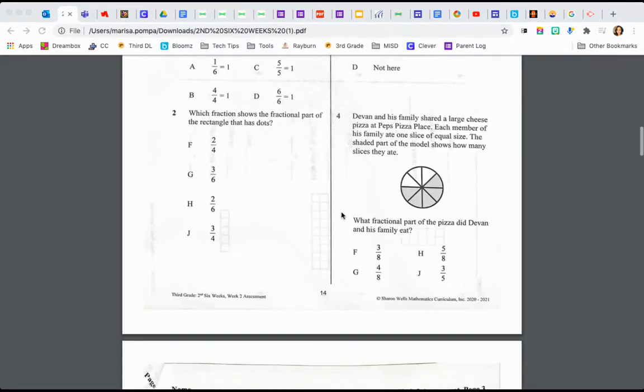Number 4. Devin and his family shared a large cheese pizza at Pep's Pizza Place. Each member of his family ate 1 slice of equal size. The shaded part of the model shows how many slices they ate. What fractional part of the pizza did Devin and his family eat? Is it F, 3/8, G, 4/8, H, 5/8, or J, 3/5?